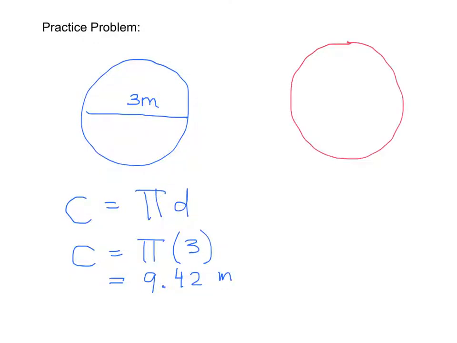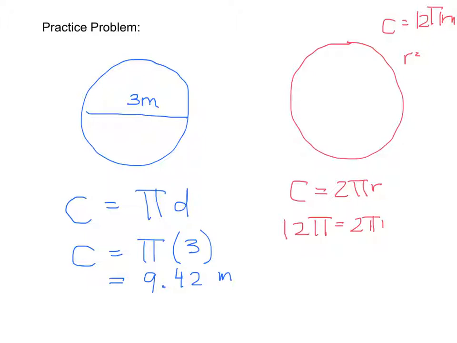And then there's another type of problem, where you receive the information that the circumference of this circle is 12 pi meters, and you're asked to find the radius. Here we can use the other formula, so 2 pi r equals the circumference, and then you plug in what you know. So we know that 12 pi is the circumference, equals 2 pi r, and then we can divide each side by 2 pi to get r equals 6 meters.